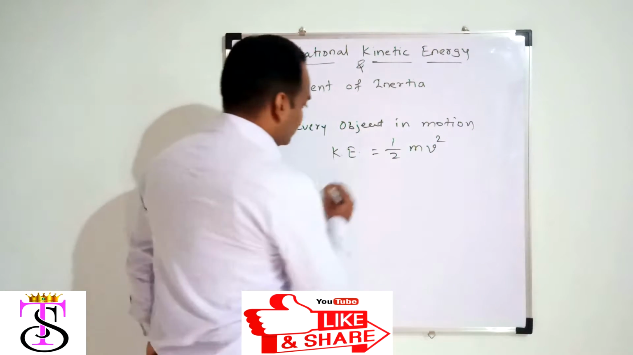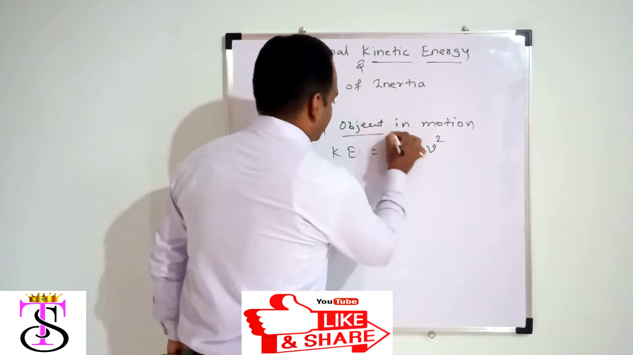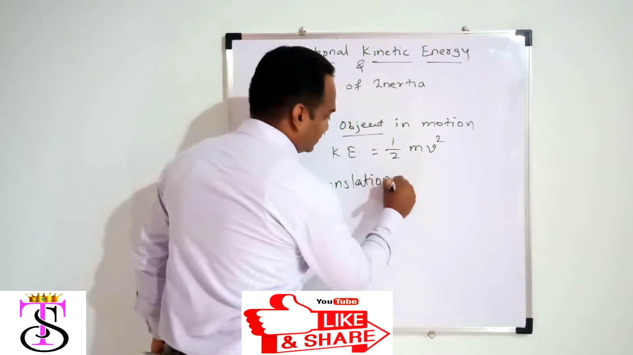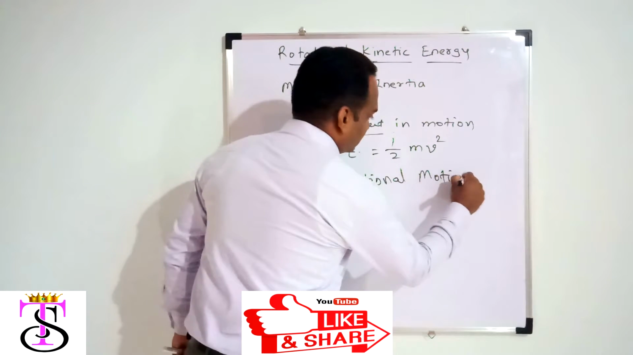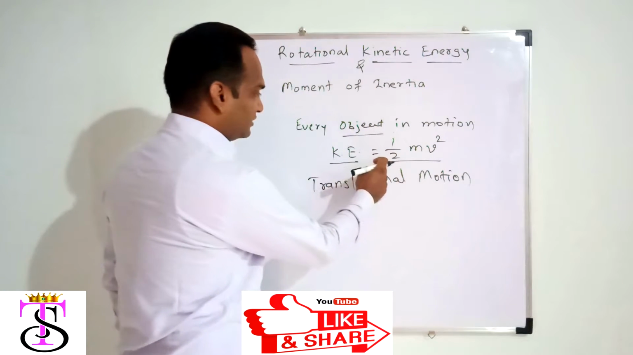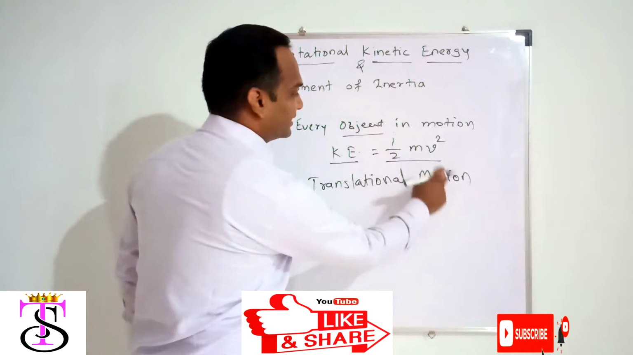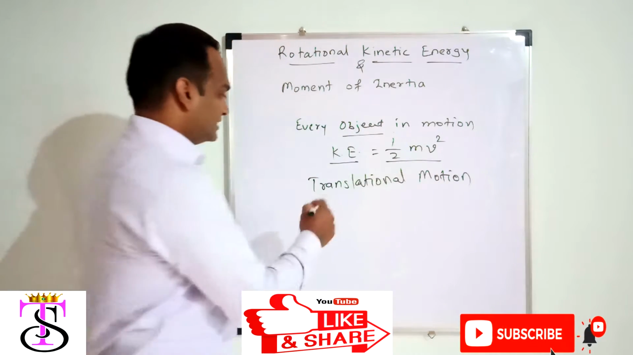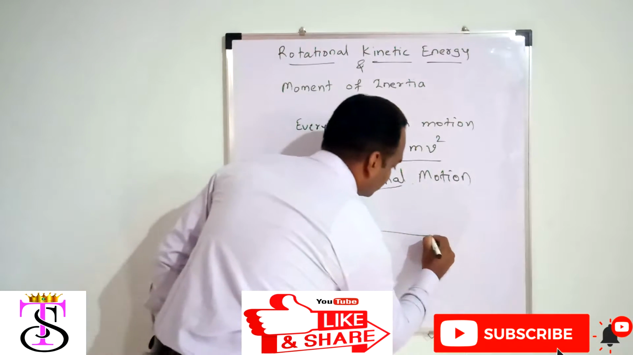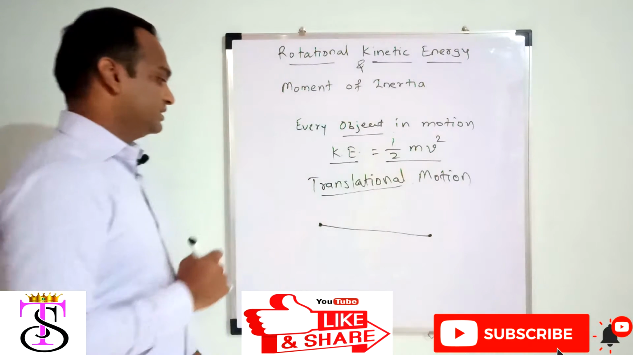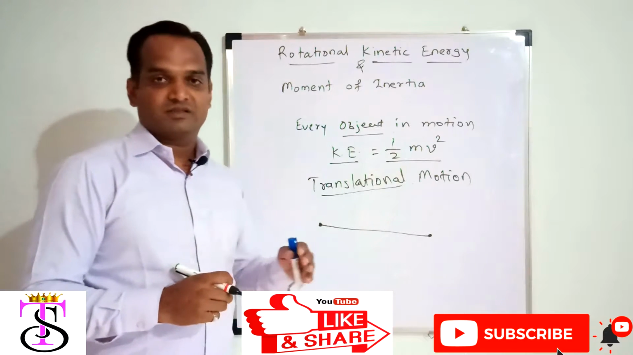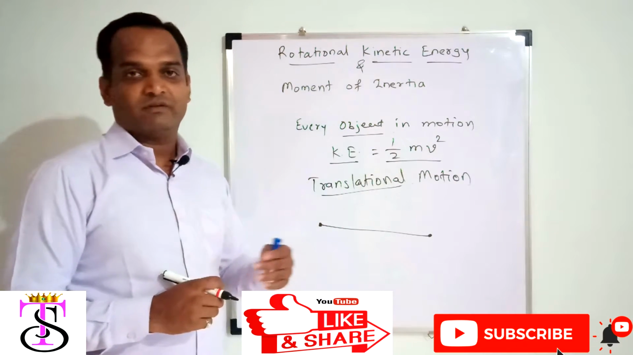Now, while using this equation, the object is in translational motion. Translational motion is nothing but when an object moves from one point to another point in space. Examples of translational motion are a moving car or a bullet fired from a gun.